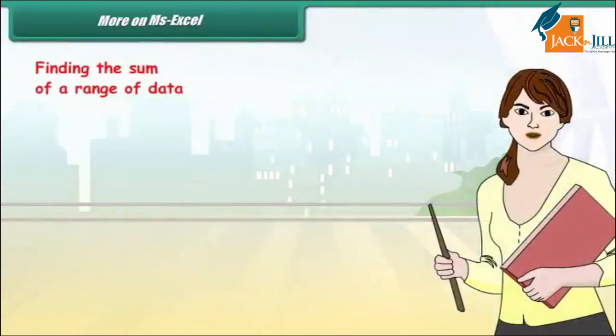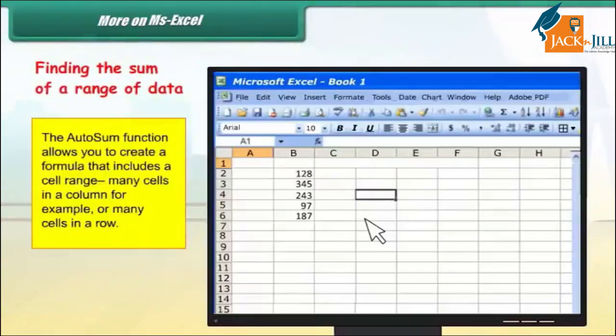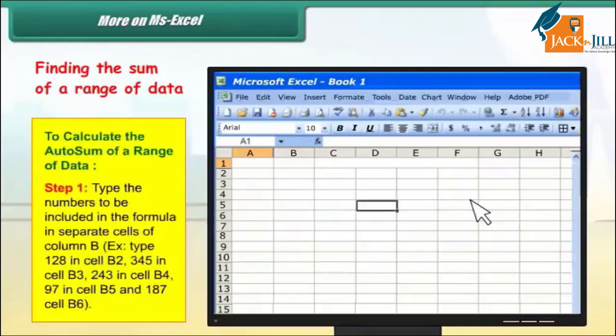Finding the sum of a range of data. The AutoSum function allows you to create a formula that includes a cell range, many cells in a column for example, or many cells in a row. To calculate the AutoSum of a range of data.